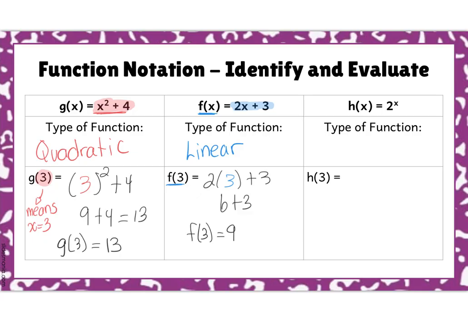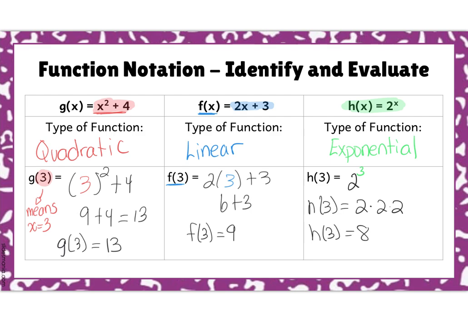My last one is h of x. So h of x equals 2 to the exponent of x. Because my variable is in the exponent spot, this is called an exponential function. Again, I have h of 3. So this means my variable x can be replaced with the number 3 so I can find the output. So my 2 stays, however, my variable x is no longer x, but the exponent 3. So I can go ahead and simplify that. h of 3 really means 2 times 2 times 2. So h of 3 is equal to 8.